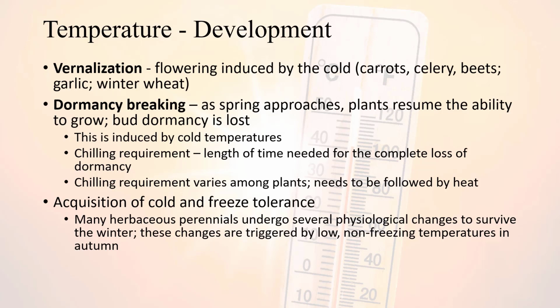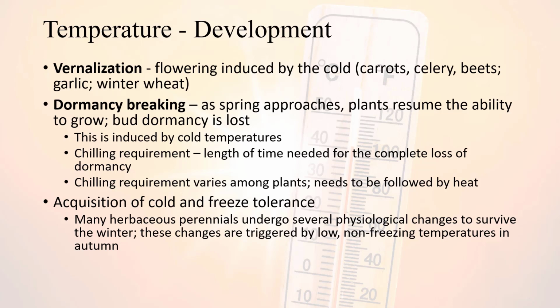And that process is referred to as vernalization. Temperature is also responsible for breaking bud dormancy in our trees and our shrubs, right? And the amount or length of time needed for that bud dormancy to be lost is referred to as the chilling requirement, and that's going to vary among plants, right? But our plants, as they are going through winter, our perennials, our trees and shrubs, are going to require this period of cold temperature to break this bud dormancy as spring is approaching.